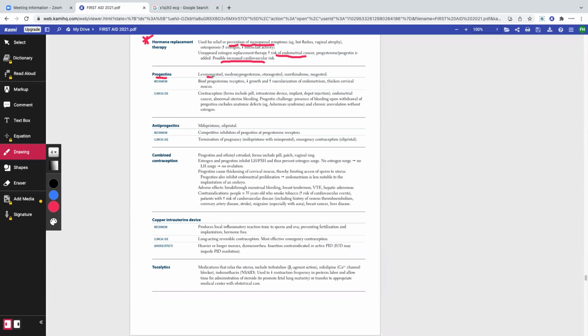Okay. So levonorgestrel, medroxyprogesterone, these are all the subtypes of your progestins. They bind to the progesterone receptor, they decrease the growth and increase the vascularization of the endometrium. And do you guys remember that whenever the uterus is gravid, do we have a lot of progesterone? Yes or no? The answer is yes. First, the progesterone is produced by the corpus luteum of pregnancy. Then the progesterone is produced by the placenta.